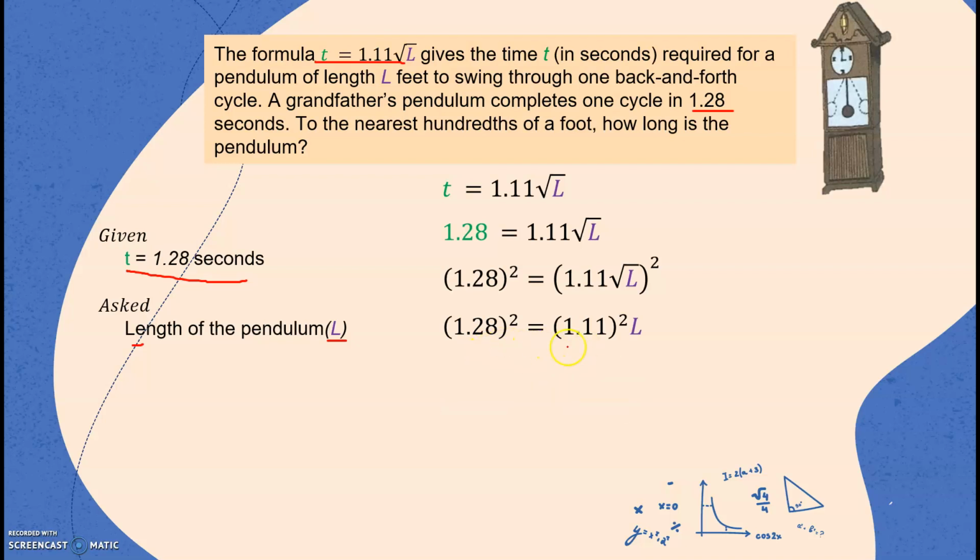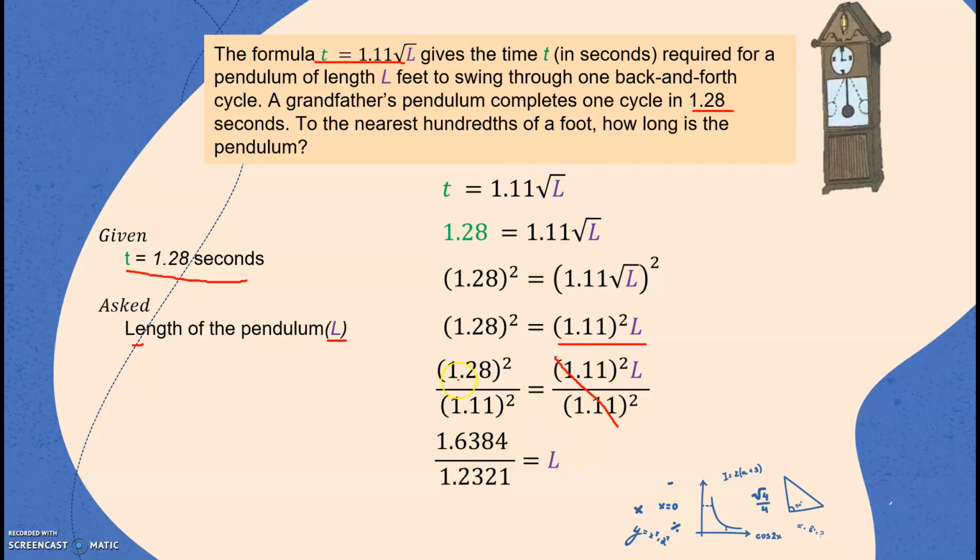So that we can solve for L, we have to divide here. So, divide 1.11 squared on both sides. Then this cancels. Then L equals, the square is there. So, 1.6384 over 1.2321. After that, divide. So, basically, 1.33 is the length in feet. Okay, so the length of the pendulum is 1.33 feet.